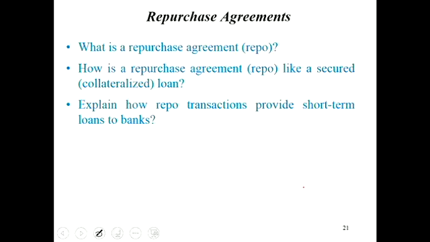So looking at that, a second question: how is a repo agreement, a repurchase agreement, like a secured loan? Yeah, go ahead. Basically the person who sells the security initially is borrowing funds, and when they repay the loan, they get the security back. So the security acts as the collateral for the loan. If you don't repay the loan, the person you borrowed money from keeps the security. Okay, yes, exactly right.